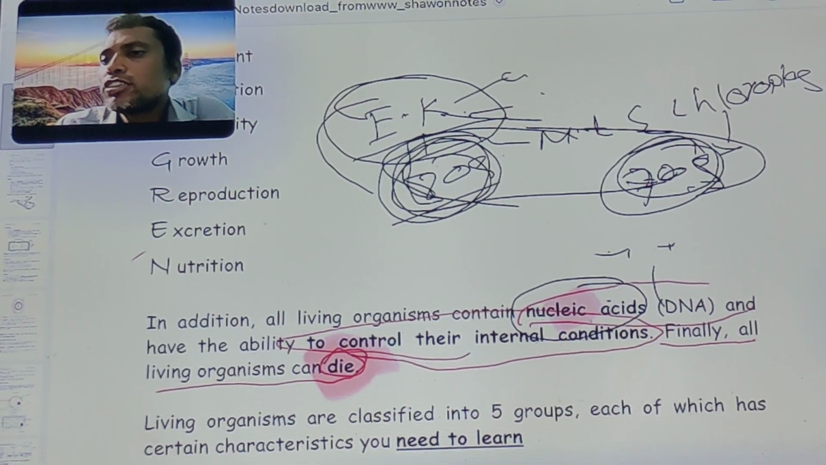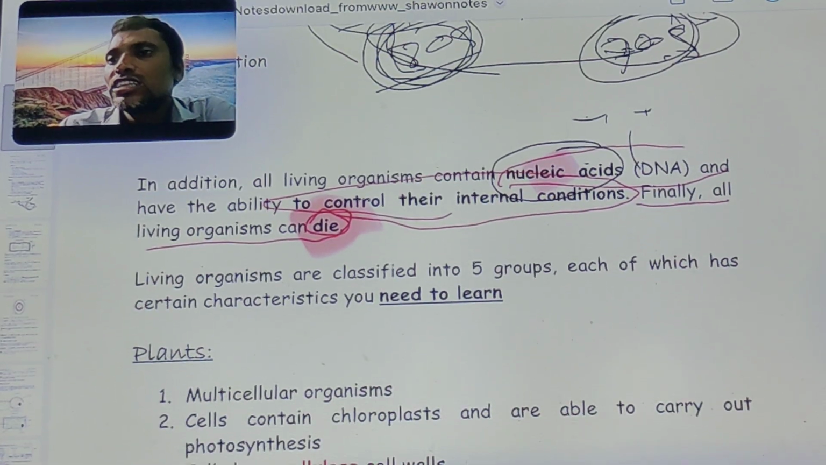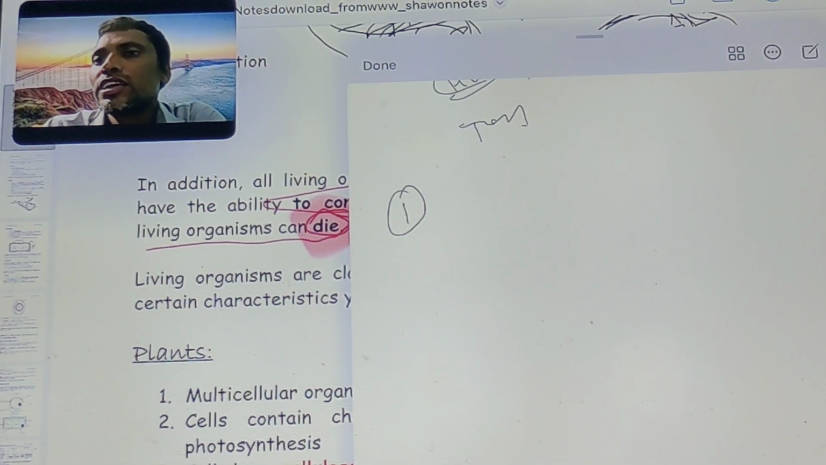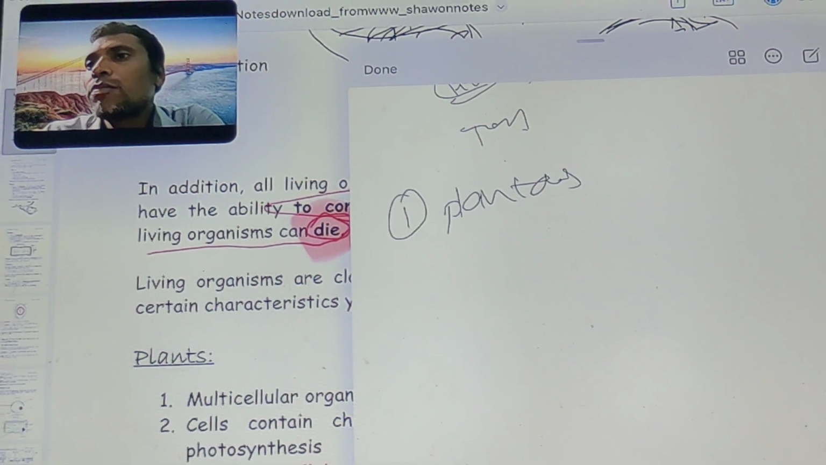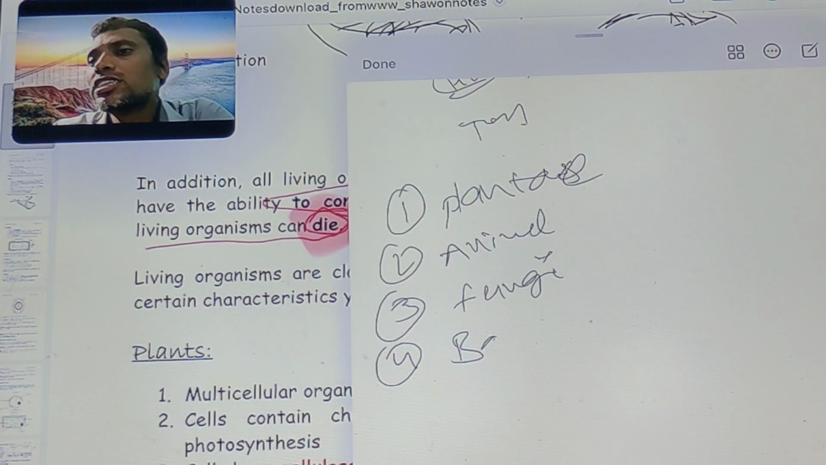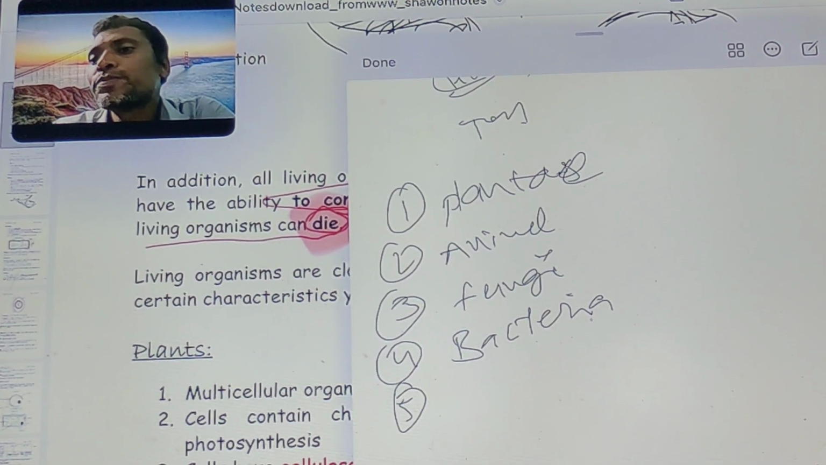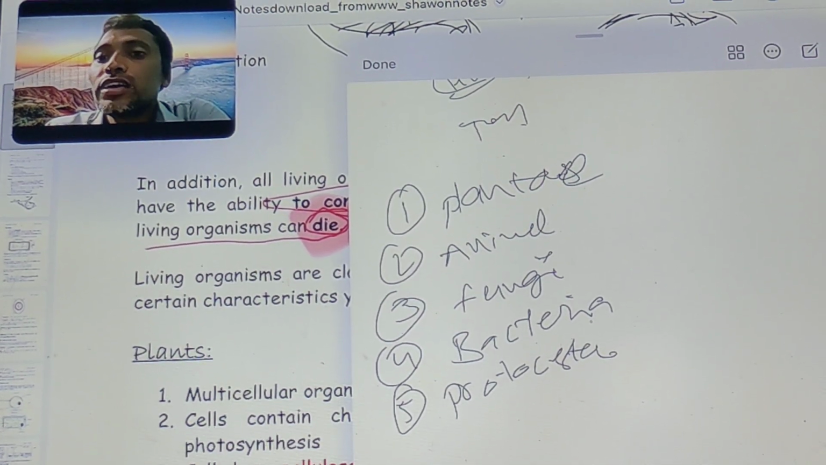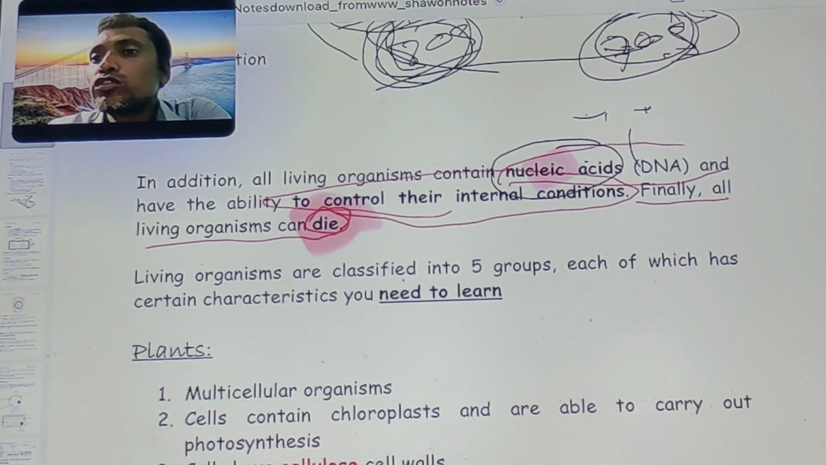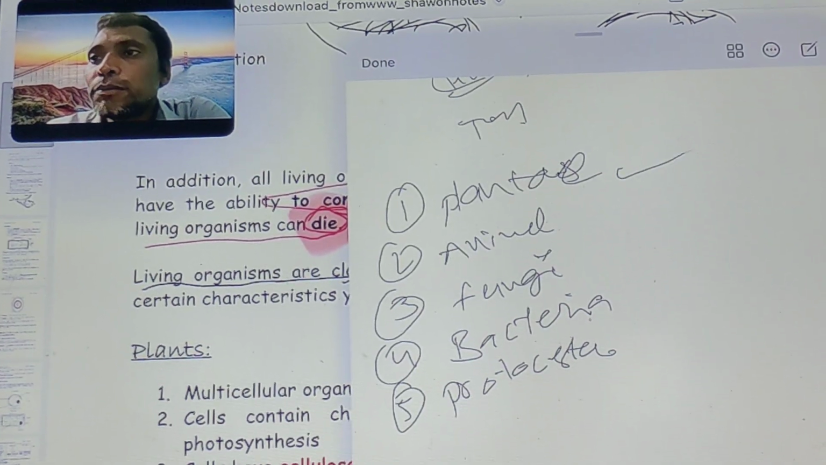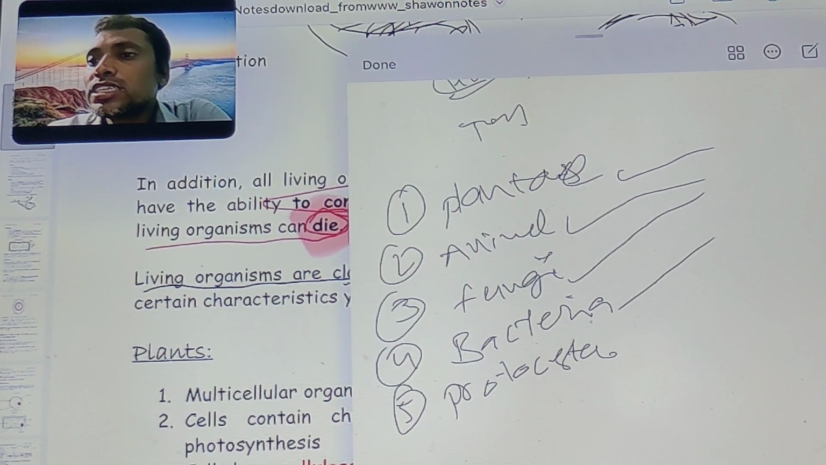Living organisms are classified into 5 groups. The first is plants, the second is animals, the third is fungi, the fourth is bacteria, and the fifth is protista. The living organisms are classified into 5 groups: plants, animalia, fungi, bacteria and protista.